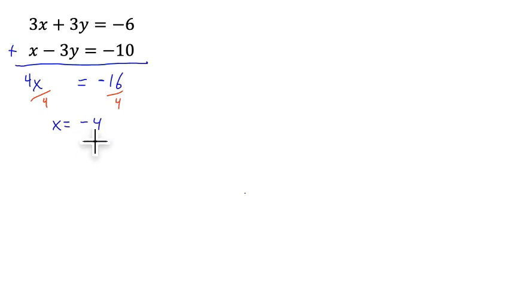Now let's take this -4 and substitute it into either the first equation or the second. Doesn't matter, we'll get the same thing. The second one looks a little bit easier. So I'm going to rewrite the second equation, but instead of writing x, I'm going to write -4. So here I go: -4, which is x, minus 3y equals -10. Now I have an equation with just one variable in it. So let's use our inverse operations to solve for y.